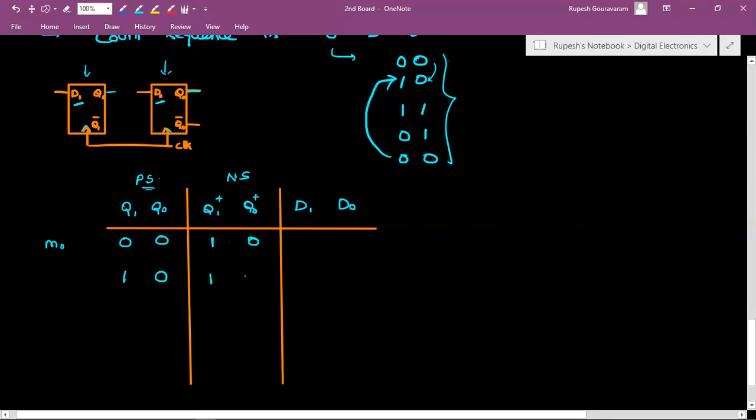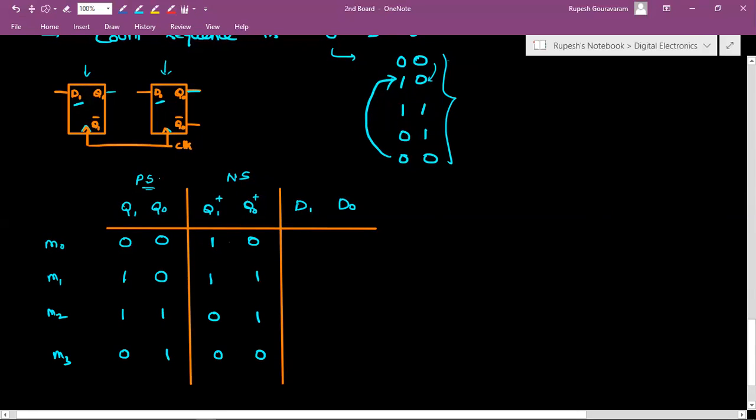1 0, then it is 1 1. Then if it is 1 1, the next state will be 0 1. It is 0 1, next state will be 0 0. And this table continues. This is M1, M2, M3. Okay. Now based on this, if you want to write D1 and D0, what will be the D?